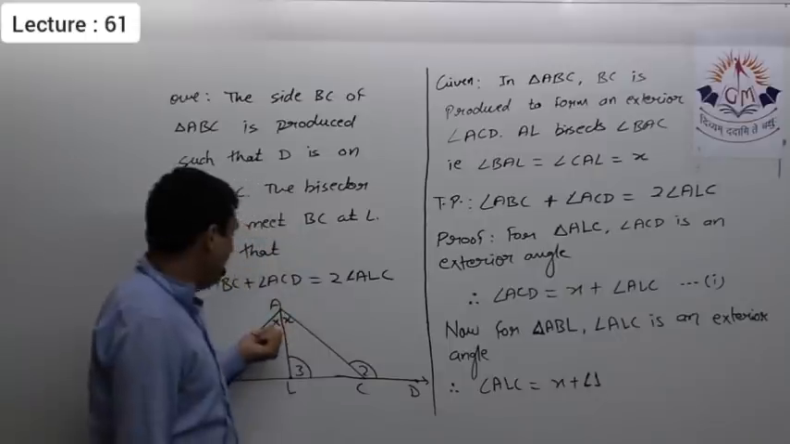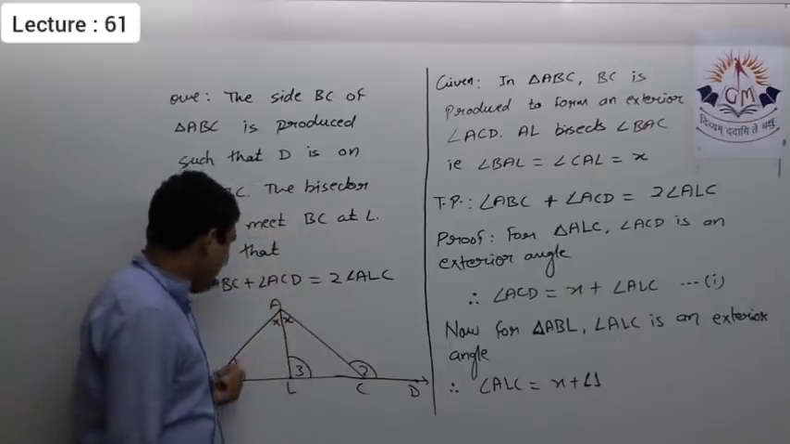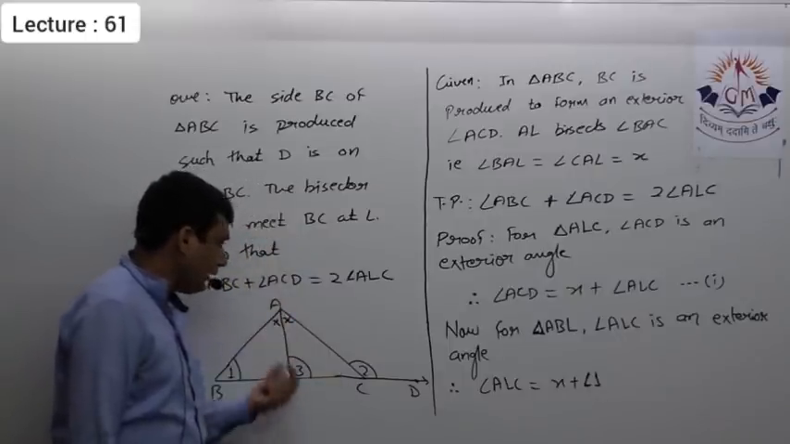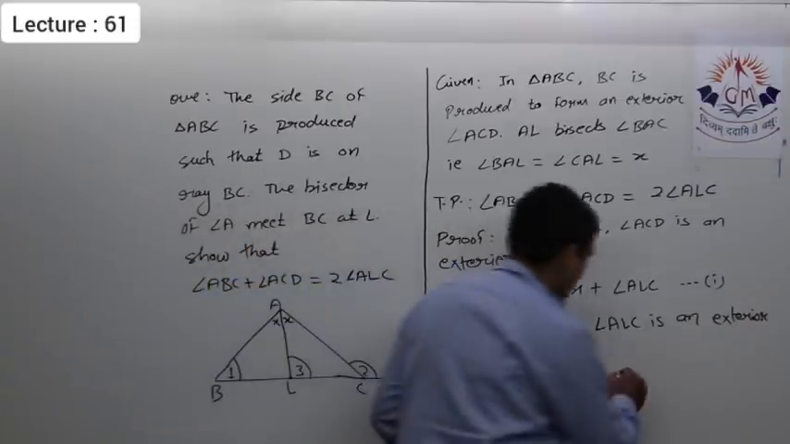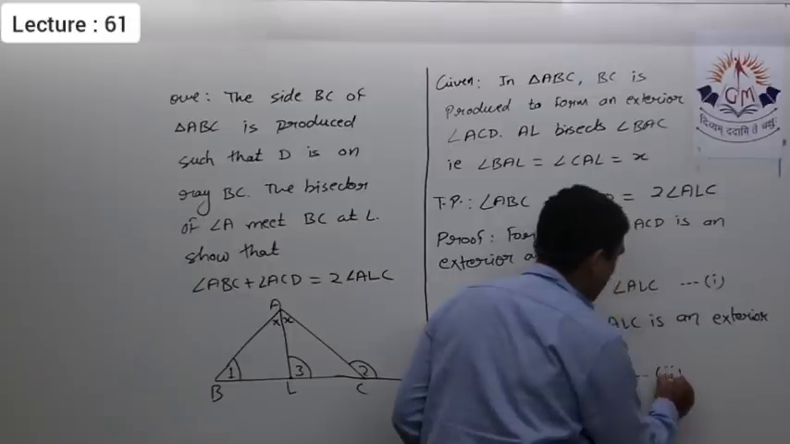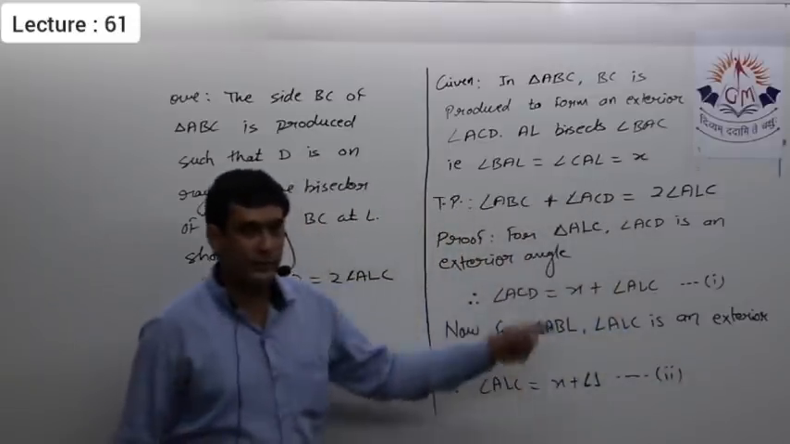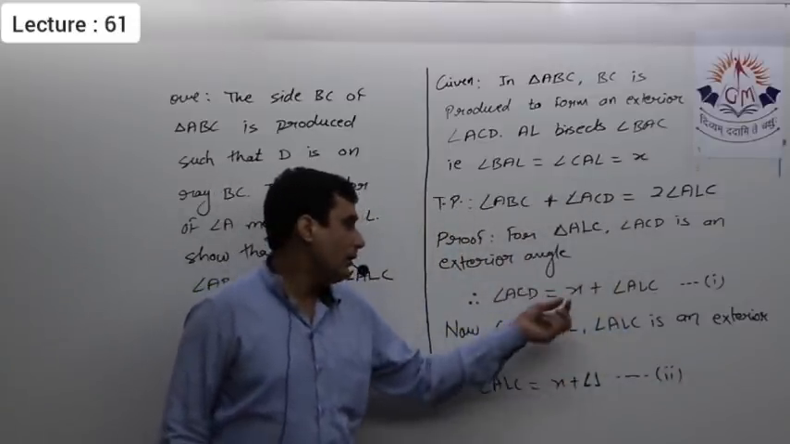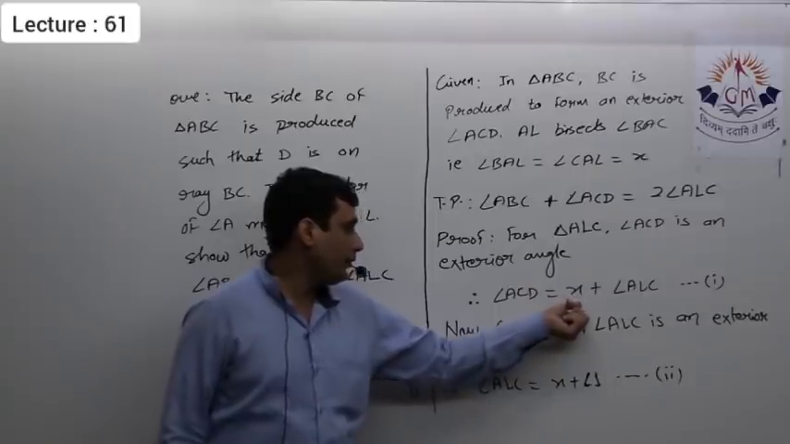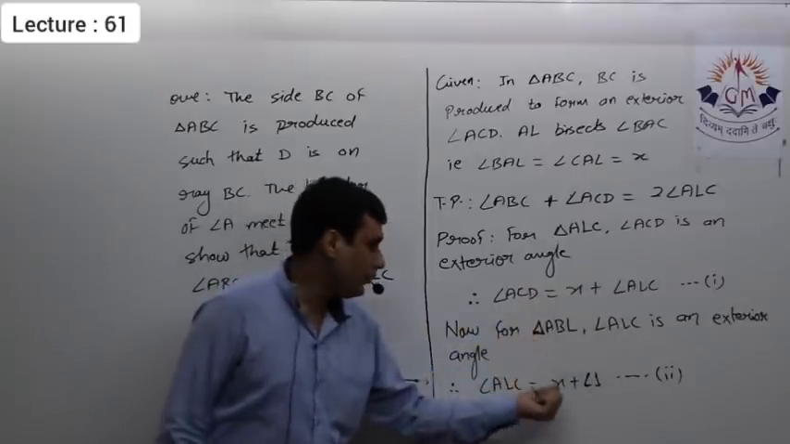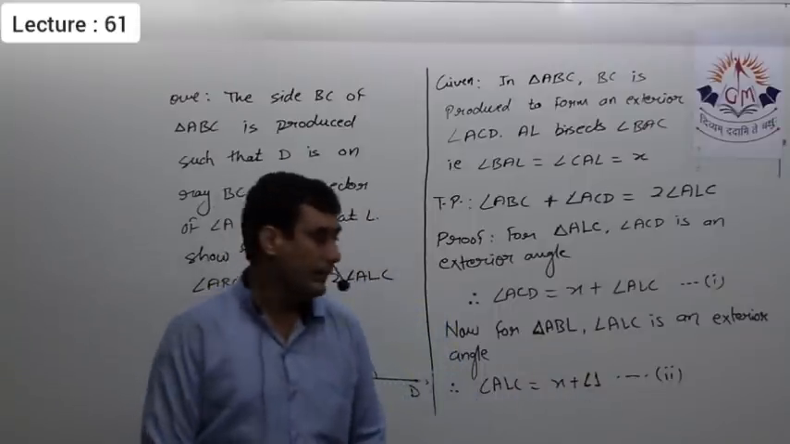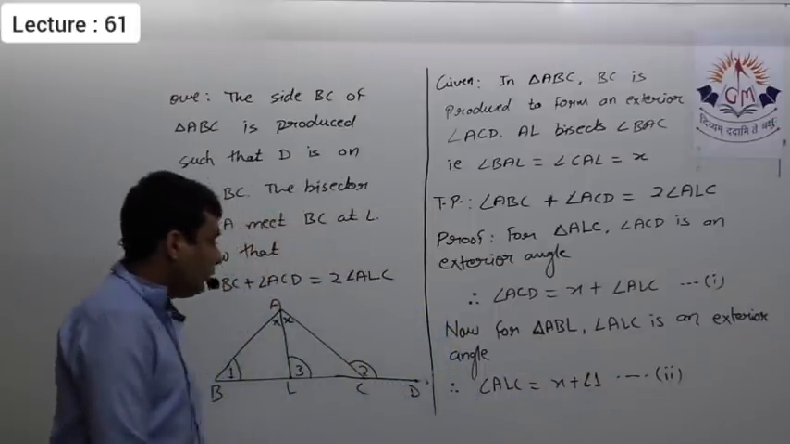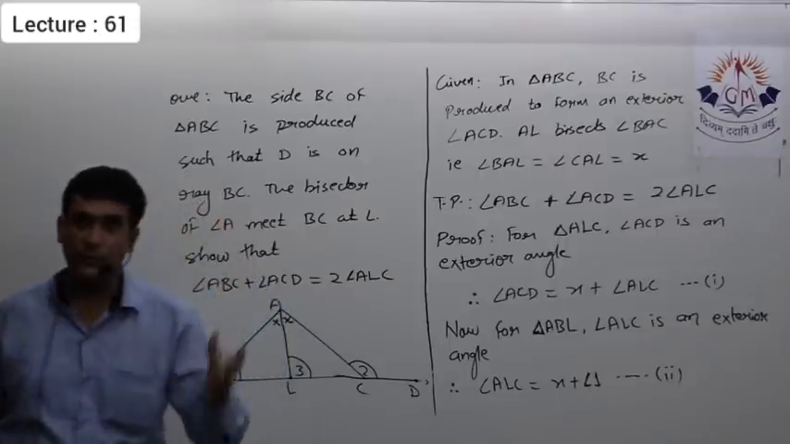There isn't any angle x. That means there isn't any angle BAL or CAL. So simply if I subtract these two, I will get my answer, because I have to eliminate x from these two. So there are two ways. If I subtract one from the second, or simply from here I write x equal to ACD minus ALC, from here x equal to ALC minus 1, and then by equating them I will get my answer. So note it down, then we will see the further solution.